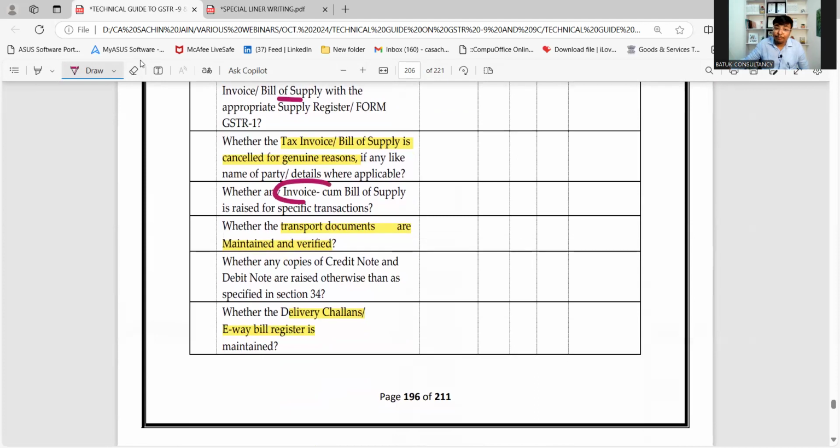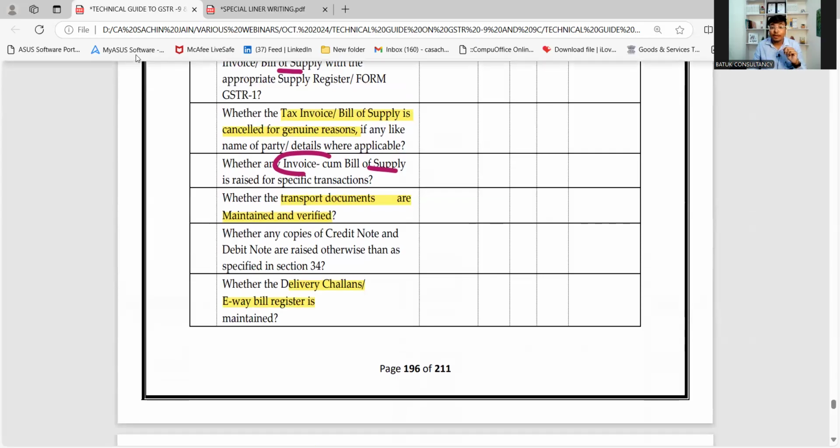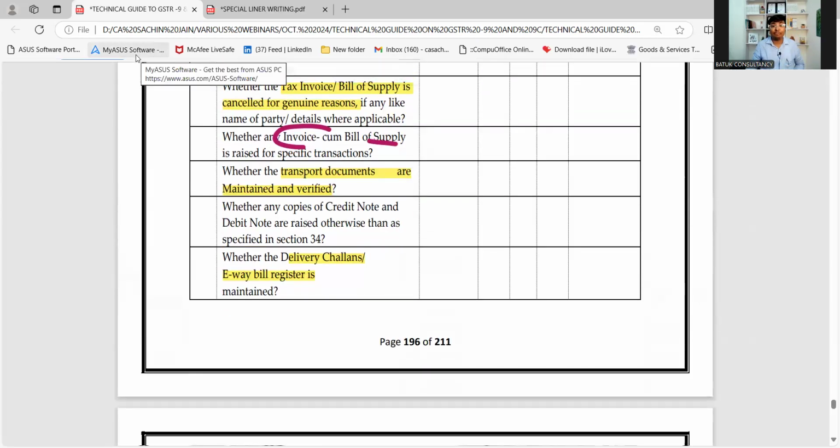If any invoice-cum-bill of supply has been issued, in such a situation check the scenario. Transport documents maintain हो रहे हैं या फिर नहीं हो रहे हैं. When the client is claiming the input tax credit, whether the goods have already been received or not. कहीं ऐसा तो नहीं है taxpayer is claiming the input tax credit merely on the basis of invoices. That type of thing we also need to confirm.